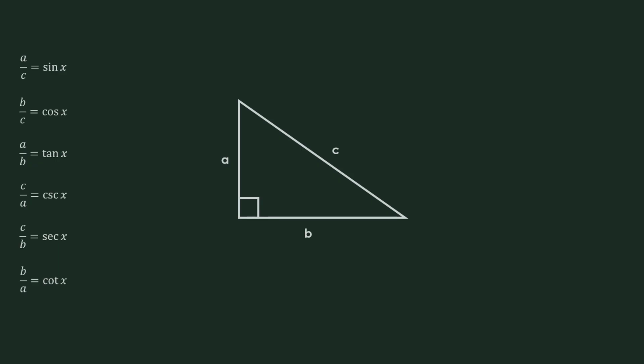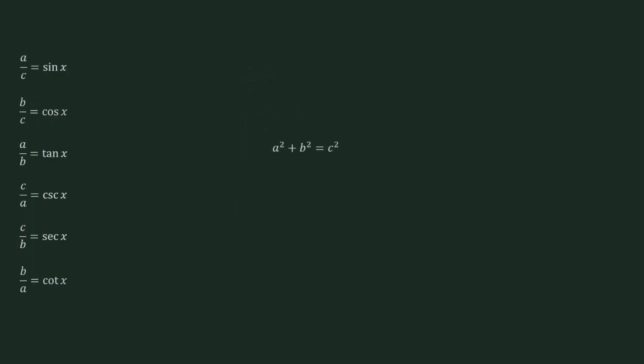So we all know about the Pythagorean theorem, which states that a square plus b square is equal to c square, which is true for all right angle triangles when we are finding the length of the sides. We will use this Pythagorean theorem to come up with the sine and cosine identity, which is sine square x plus cosine square x is equal to 1.